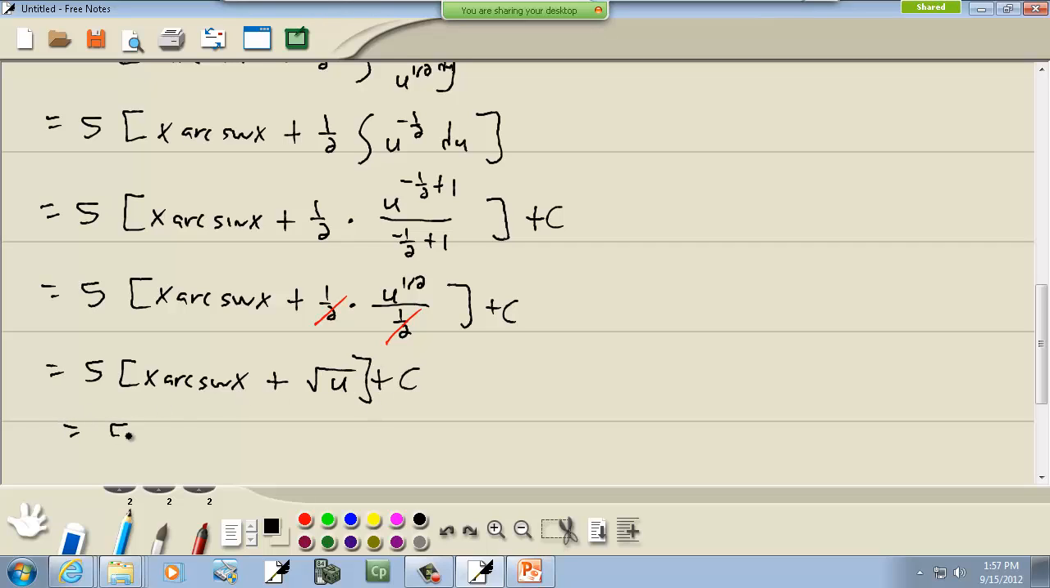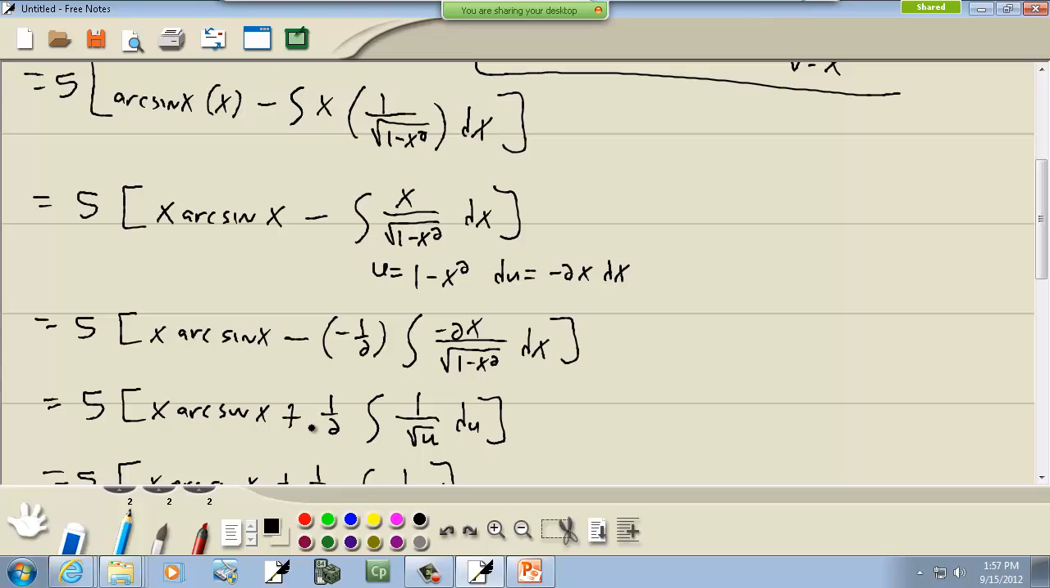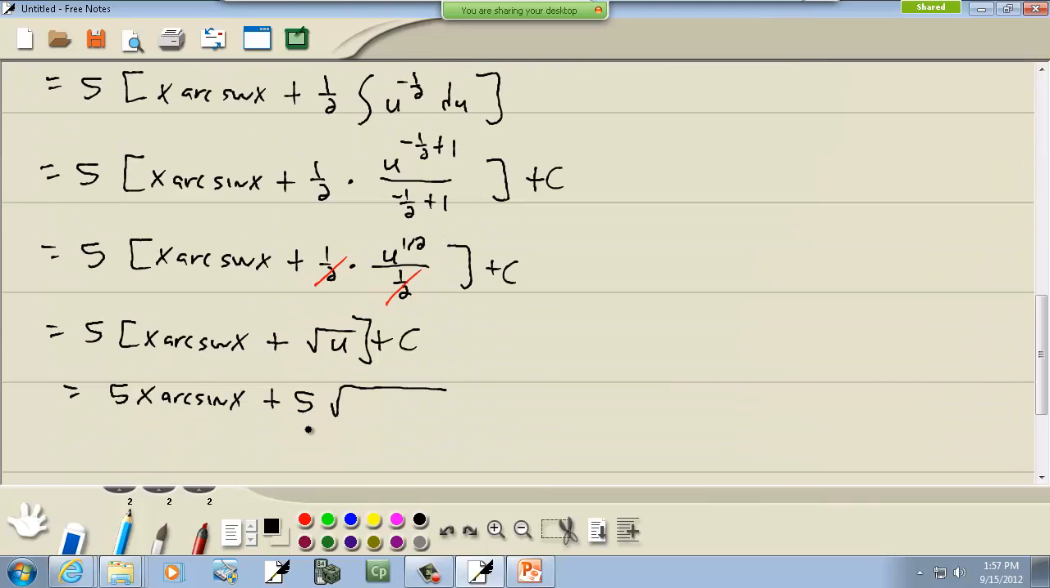Now I'm going to multiply the 5 through, so we've got 5x arc sine of x plus 5 square root, and I have no clue what u was, I've forgotten. Let's go up here. U is 1 minus x squared. So I'll put 1 minus x squared back in here, plus c, and that's our answer.